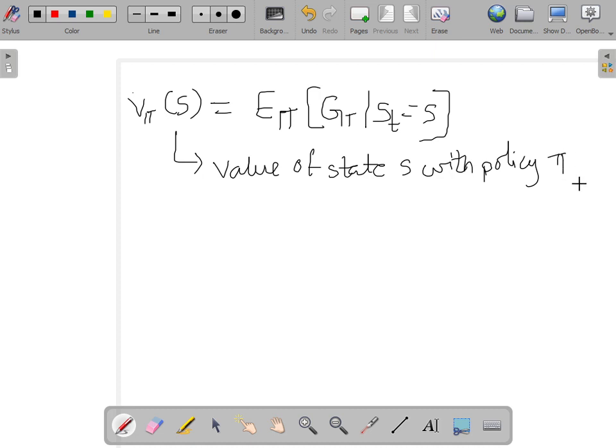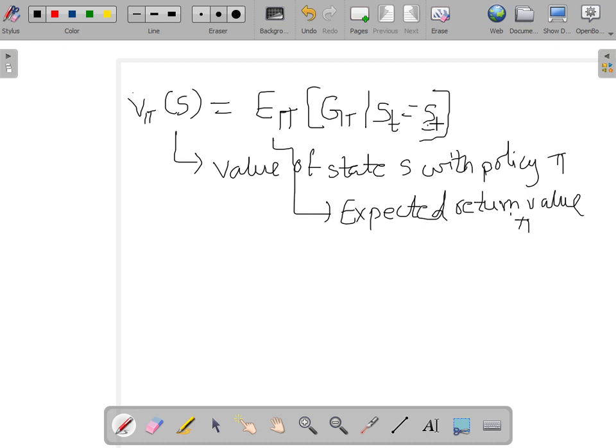Okay, and here what does the E pi refer to? This E pi refers to the expected return value. What is that? Expected return value for the policy pi. So what does it return? It returns the total value of rewards till successive state S.